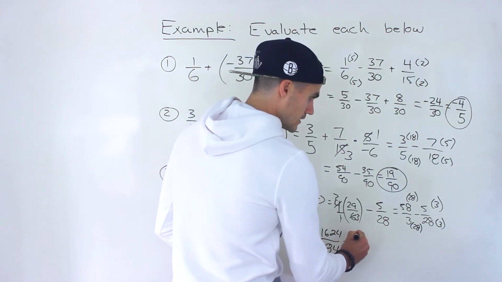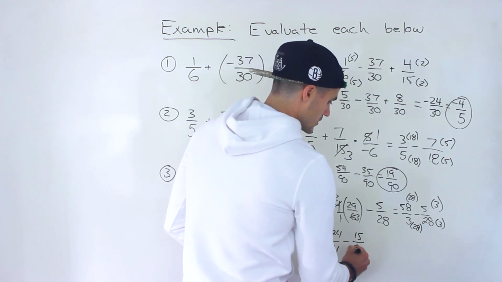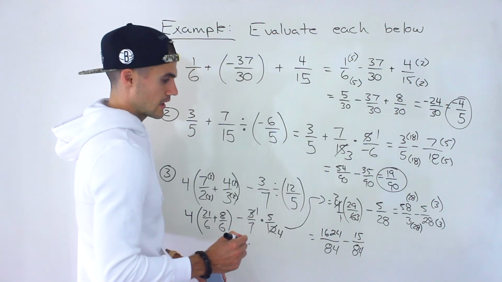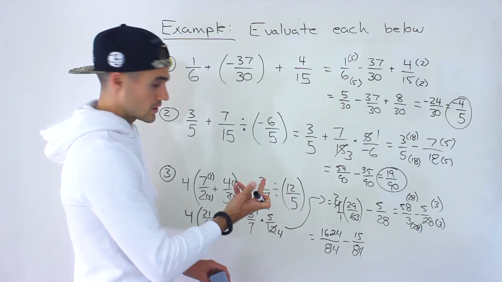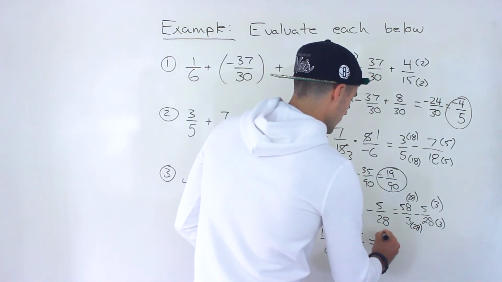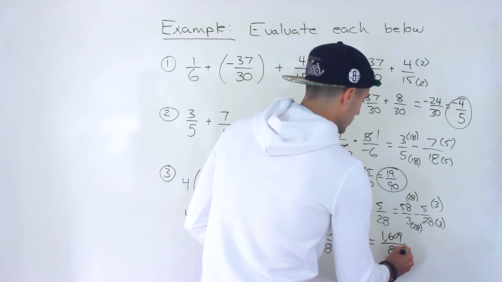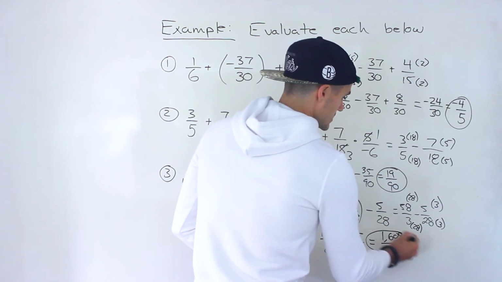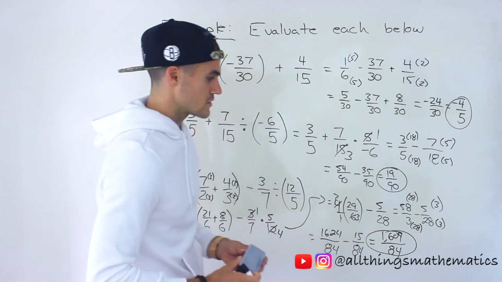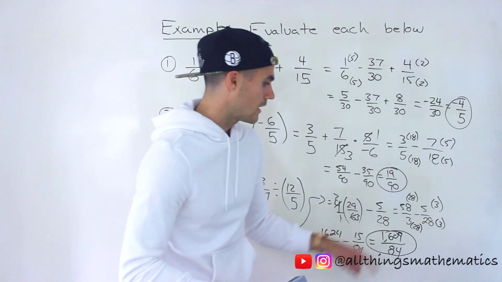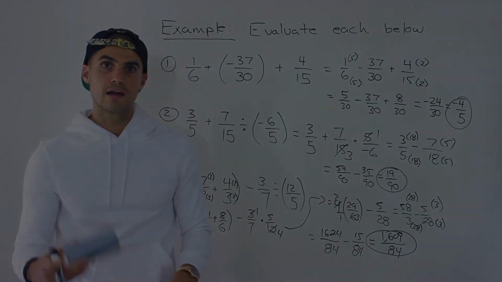And then we're going to have minus 15 over 84. And then 1624 minus 15 would give you 1609, and that's going to be over 84. And then this here doesn't simplify any further. There's no number that divides 84 and 1609 smoothly.